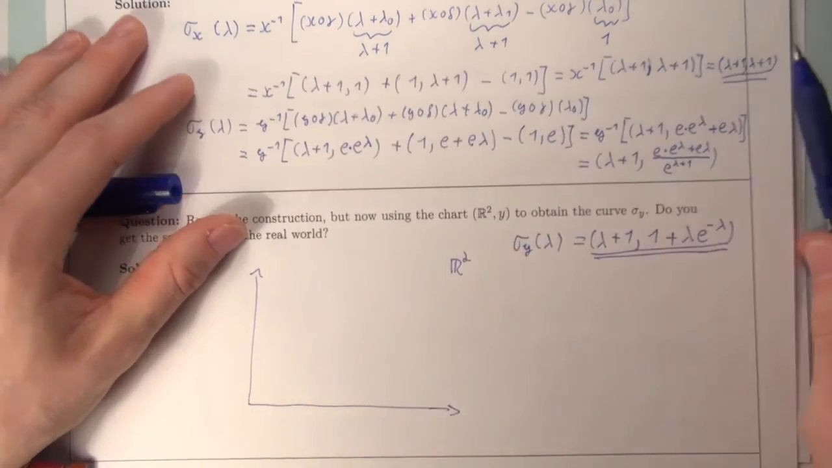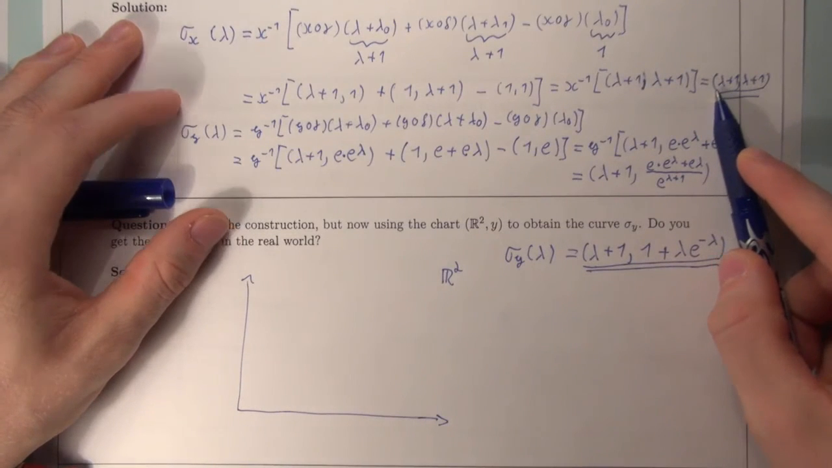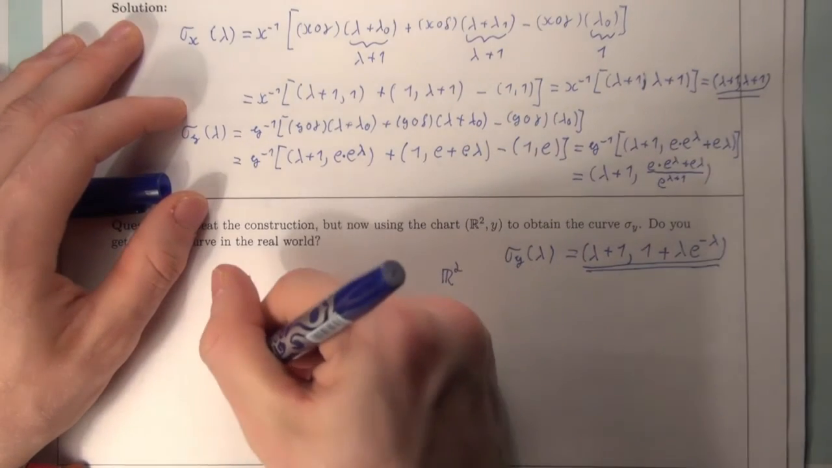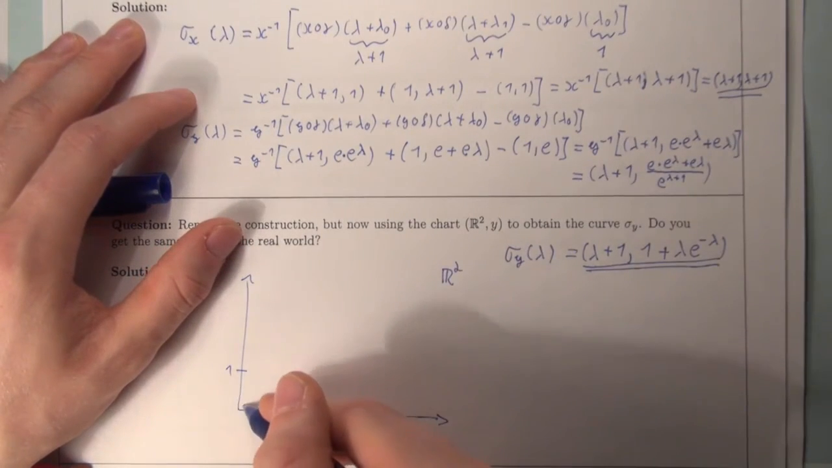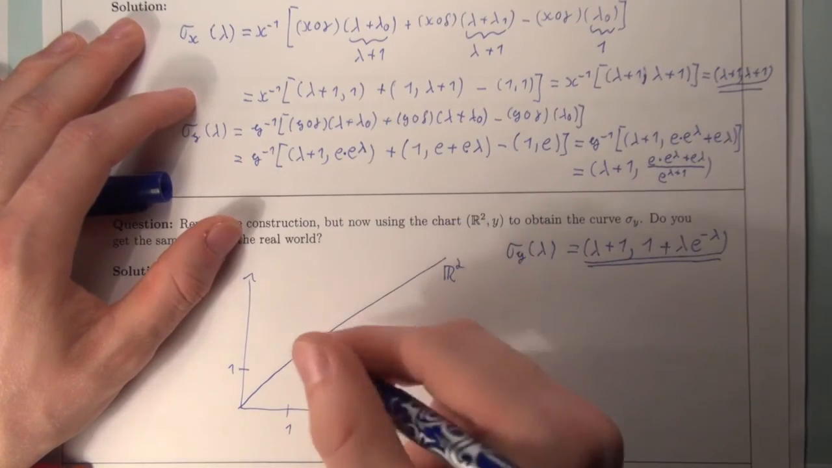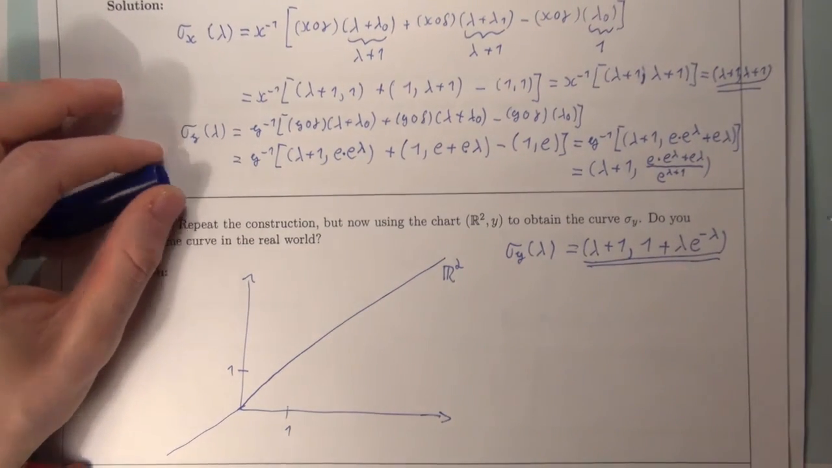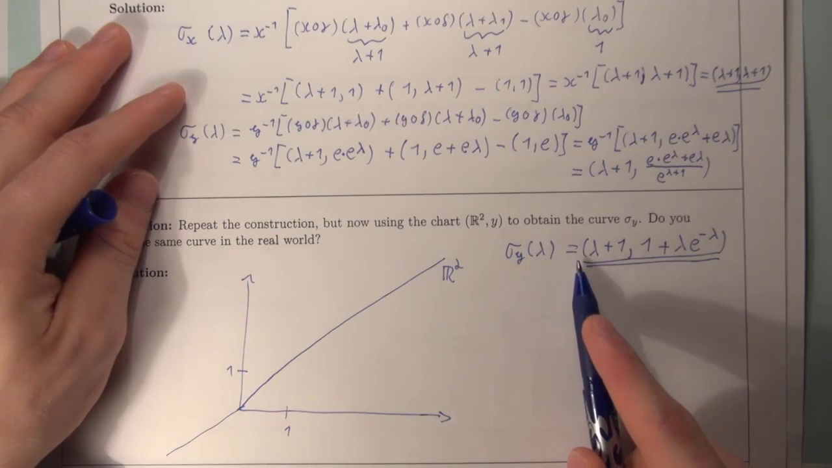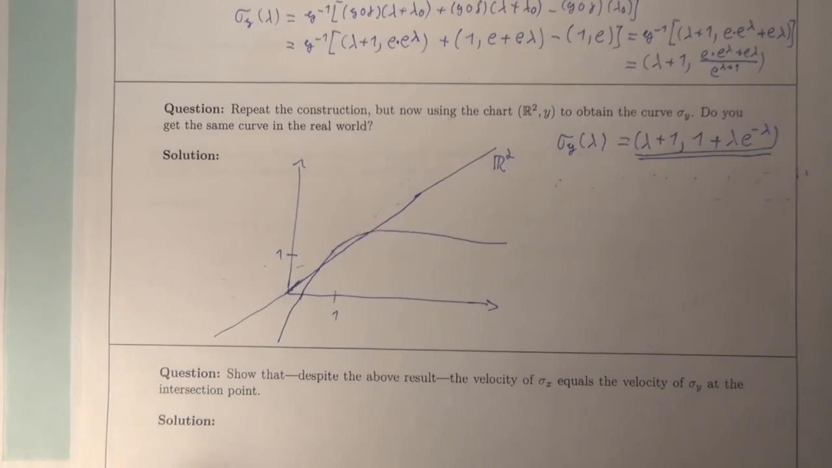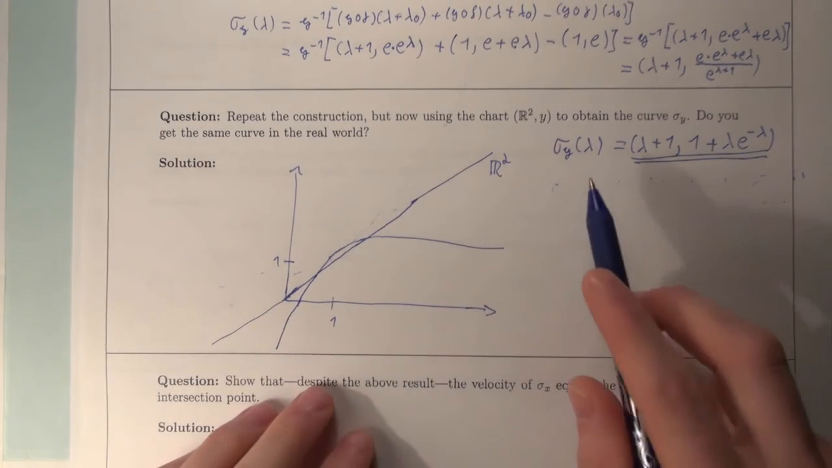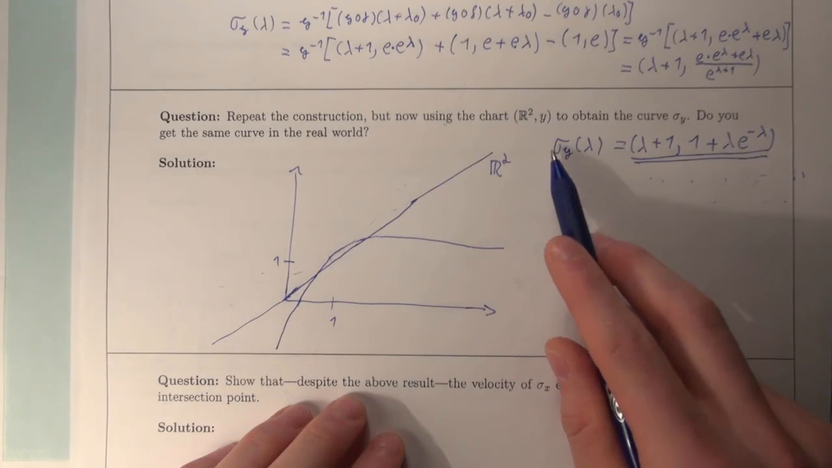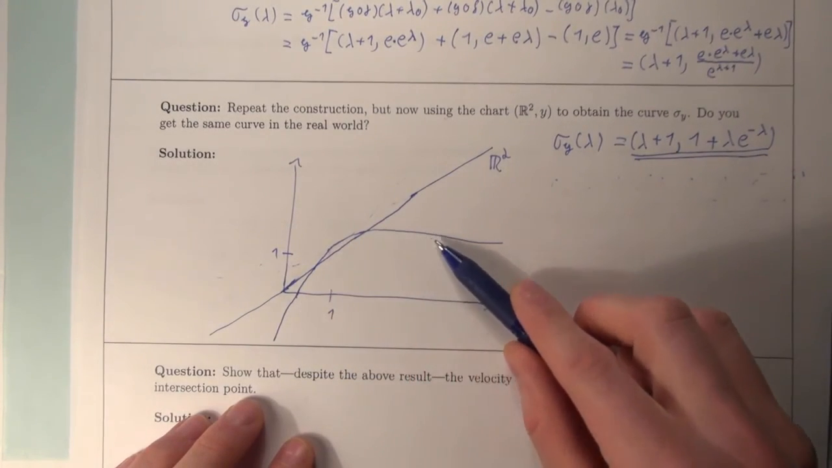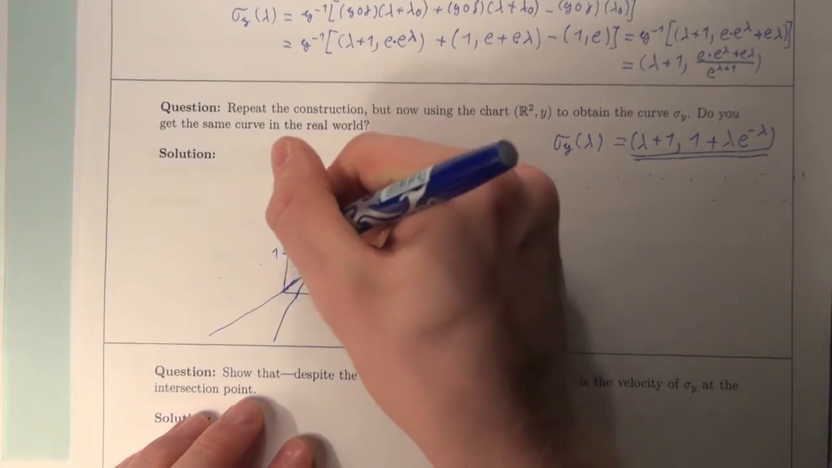Now, curve sigma x is this straight line through the points 1, 1 and 0, 0, for example. Goes maybe like this. And this curve sigma y is a little bit more complicated. So we are back with a plot of the second curve, sigma y of lambda, which looks somehow like this in the real world, and where they are intersecting in the point 1, 1.